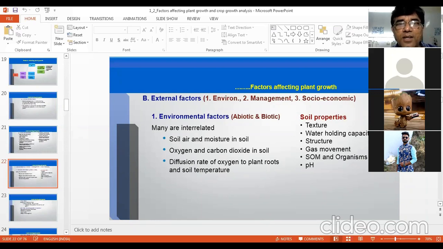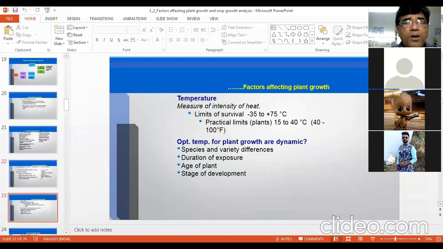So there are certain soil properties like soil texture, water holding capacity, structure, gas movement, soil organic matter, organisms, pH. These properties will affect the availability of air or oxygen in soil and water in soil, and the exchange of carbon dioxide and oxygen from soil. So overall, these factors are going to affect the nutrient availability and root growth, and hence the plant growth. Now we will discuss these abiotic factors one by one.